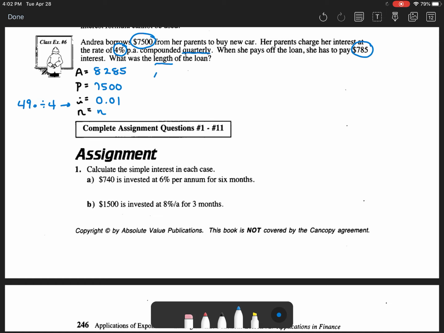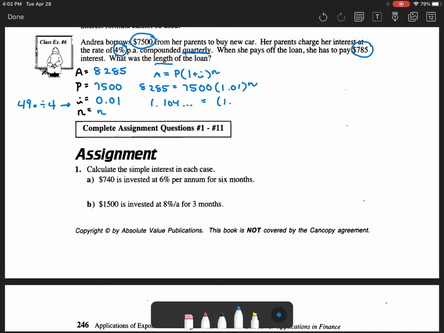And what's I going to be? Well, they're giving her 4% a year, but it's compounded quarterly. So you divide that by 4, don't you? So 4% divided by 4, that's 1%. So 0.01. So again, to your formula, A is equal to P, 1 plus I to the exponent of N. Your final amount, 8,285, equals 7,500 times 1.01 to the exponent of n.